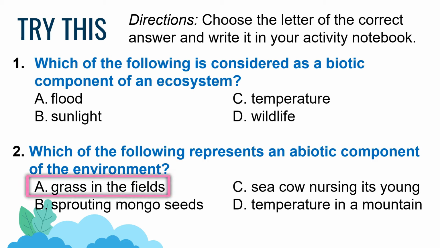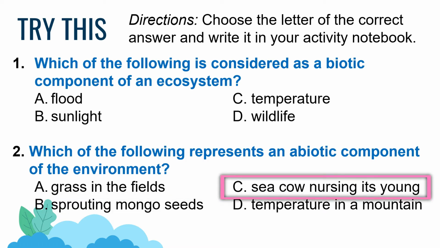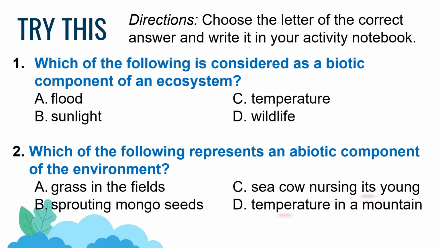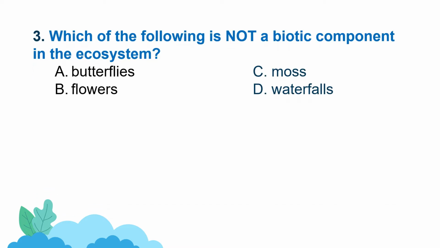A. Grass in the fields. B. Sprouting mungo seeds. C. Sea cow nursing its young. D. Temperature in a mountain. Number 3. Which of the following is not a biotic component in the ecosystem? A. Butterflies. B. Flowers. C. Moss. D. Waterfalls.